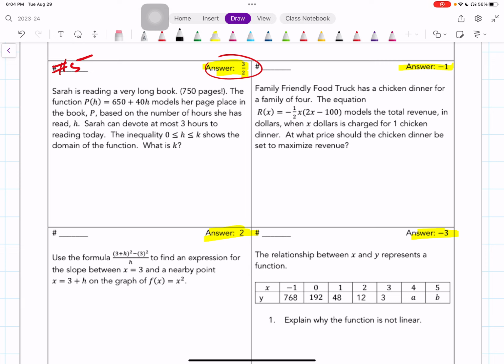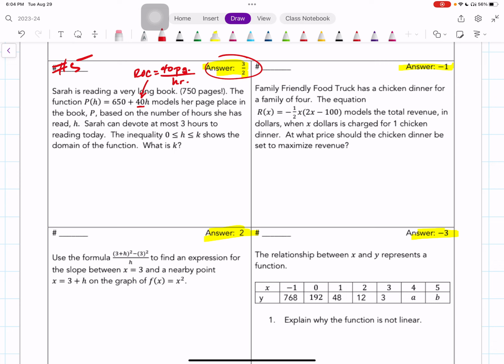Notice this is a linear function. This is the rate right there, so the rate of change is equal to 40. In this case, we're talking about 40 pages per hour. That's your rate, because we're dealing with pages an hour, so it's got to be 40 pages per hour. And that's the rate of change, or the slope.